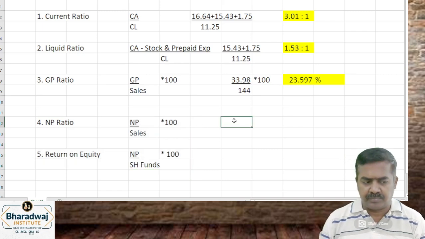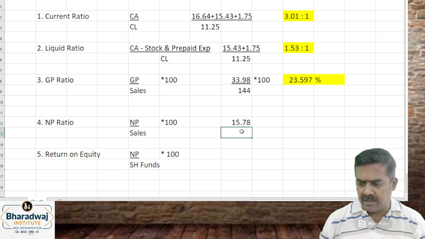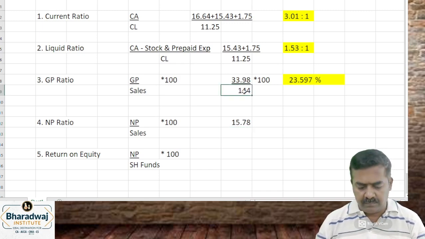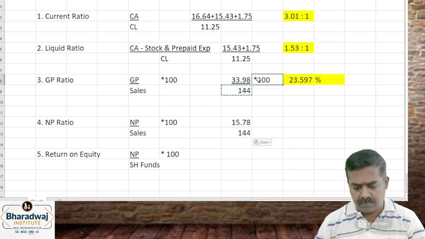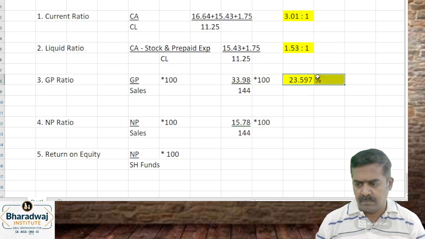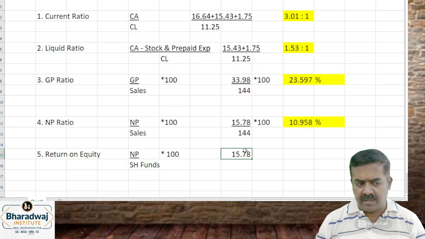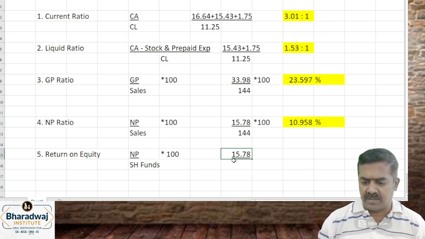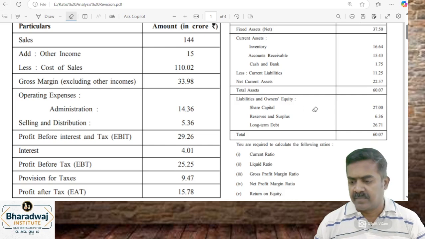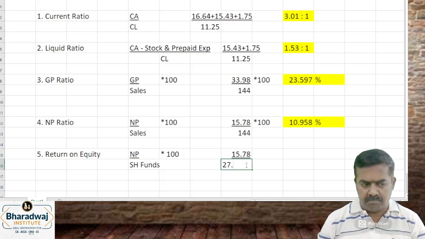Net profit ratio. What is the net profit? 15.78 divided by sales. Return on equity: 15.78 net profit divided by shareholders funds. What is shareholders funds in this question? Share capital plus reserves and surplus. 27 plus 6.36.